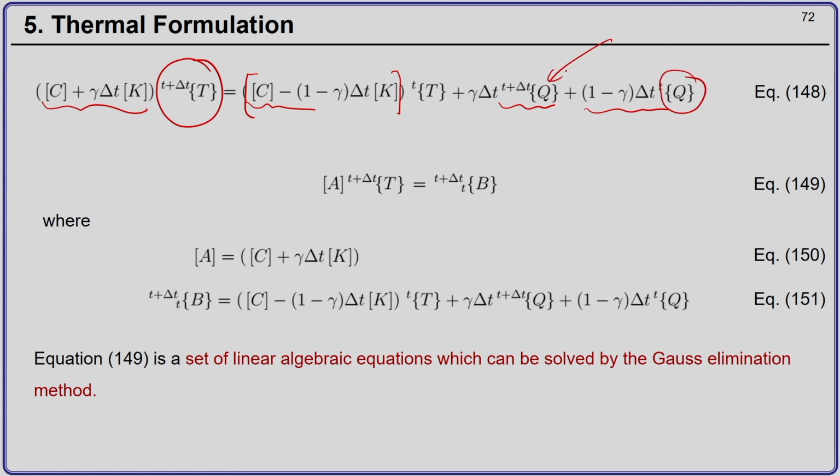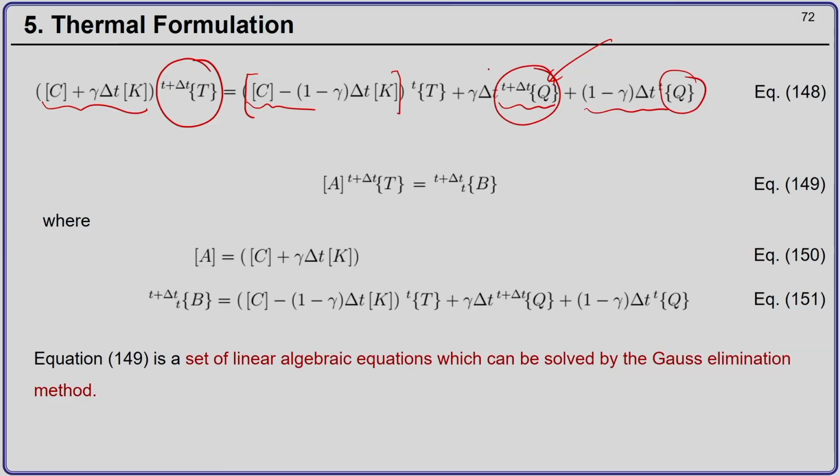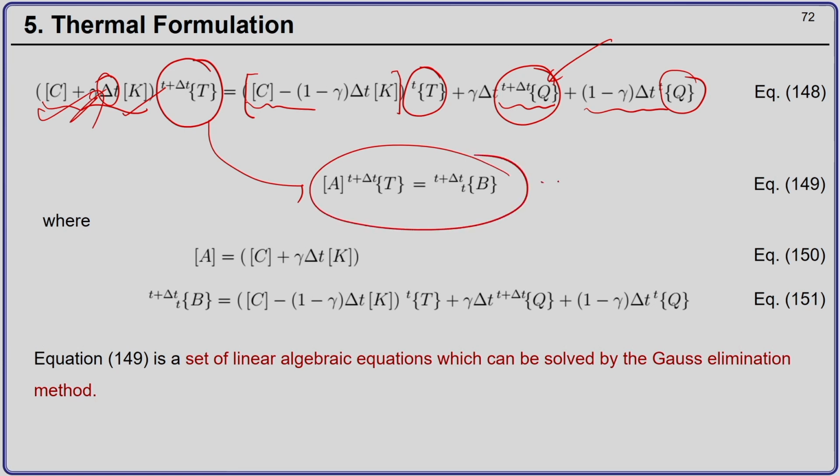So, I basically will know my heat generation at t plus delta t, because at that point I would have computed my displacements, I would have computed my stresses and the plastic strain, and using those updated values I can compute q at t plus delta t. Then I can find out C and k, I know my delta t, I can set my gamma, and I also know the temperature at the previous time step. I can directly compute my temperature at t plus delta t using the following equation 149, where A is given by this and B is given by this. So, this is a set of linear algebraic equations which can be solved by the Gauss elimination method.